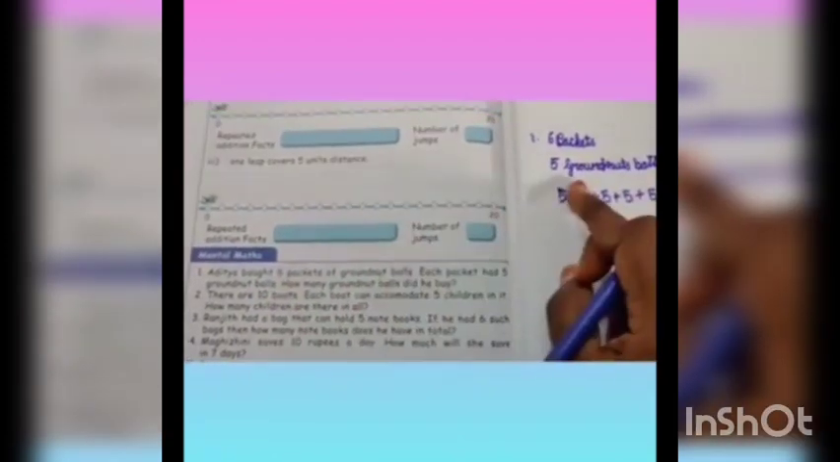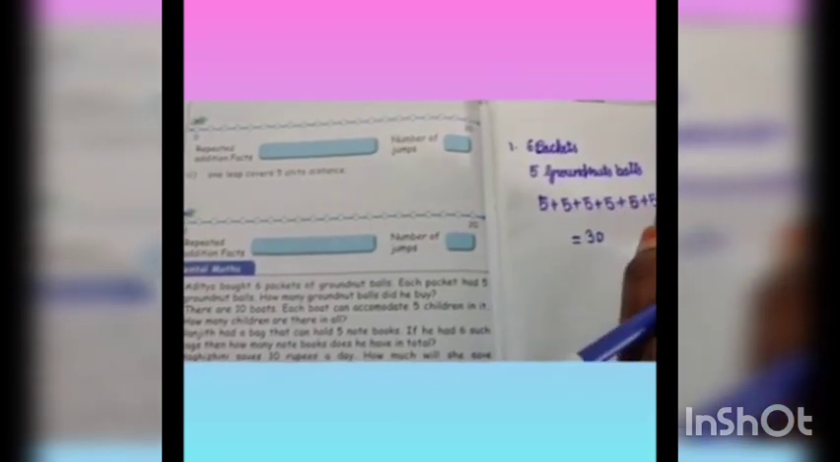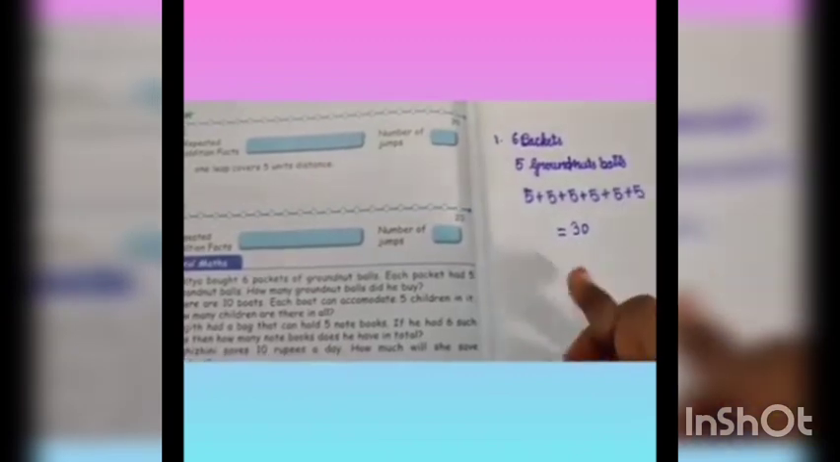So, totally, Aditya bought 6 packets. In each packet, 5 groundnut balls are there. So, write 5 balls for groundnut balls. We are going to add 6 times 5. Okay? 6 times 5. Like this, you want to write 5. 5 plus 5 plus, like that, 6 times you want to write the 5.